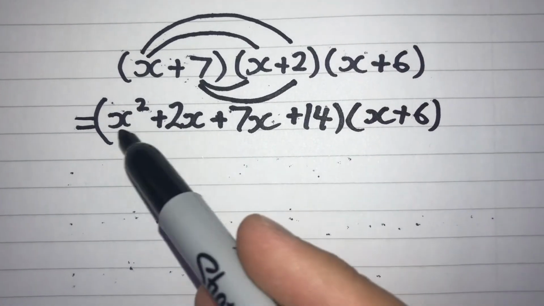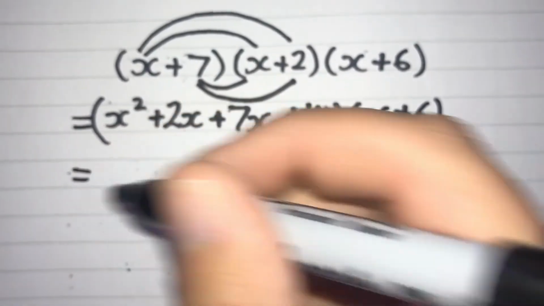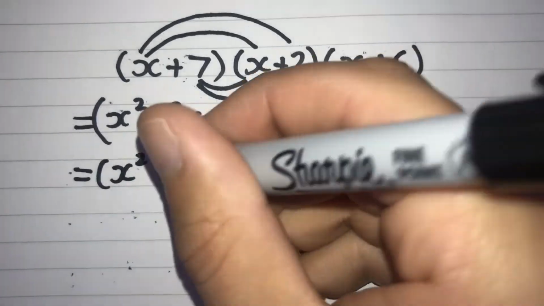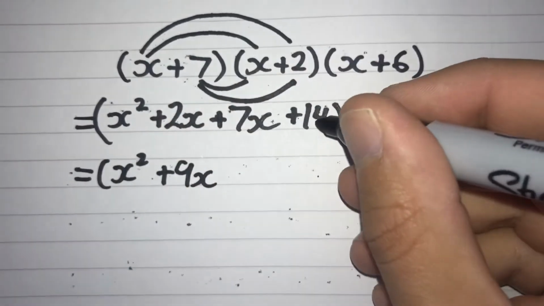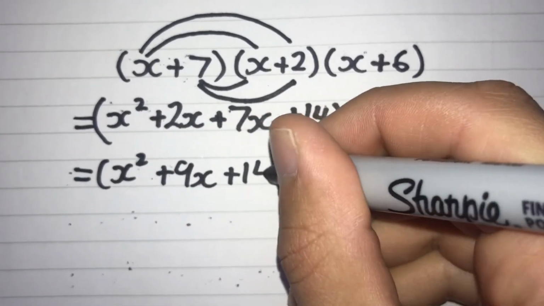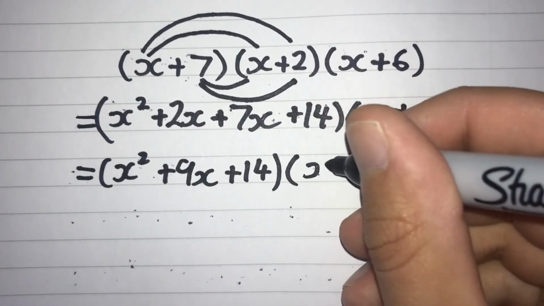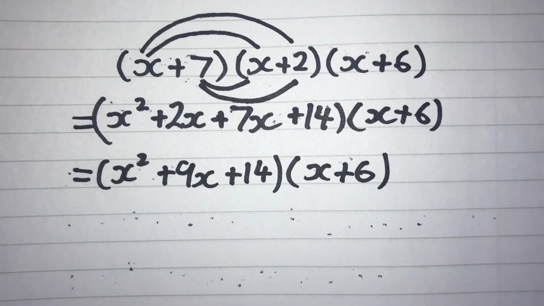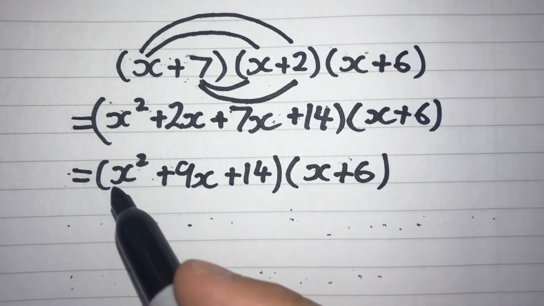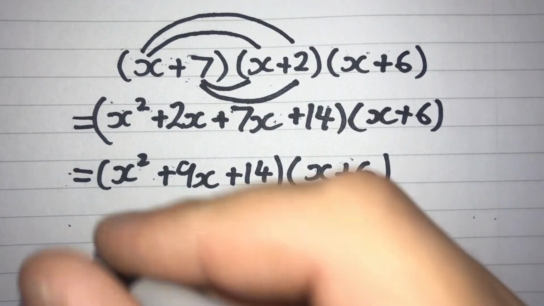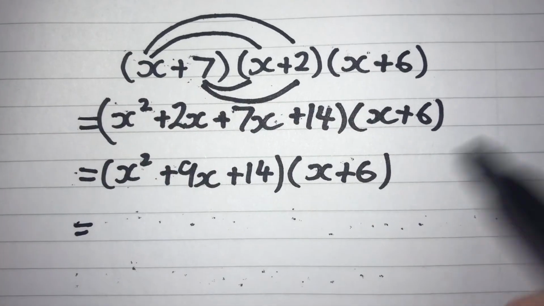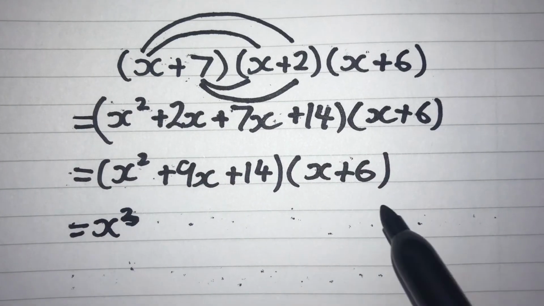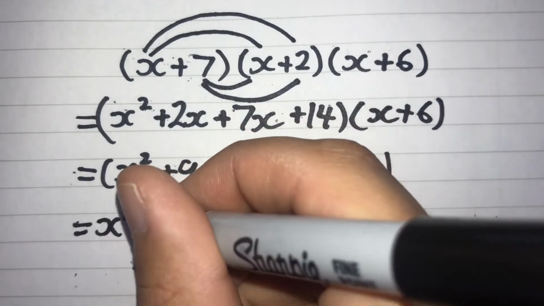Now, of course, we want to collect our like terms in this first bracket. So we've got these two x terms that we can add together. 2x add 7x gives us 9x. And there's plus 14. Of course, we've got the x squared out the front. And it's multiplied by x plus 6. Okay, now we want to expand these two brackets. So starting off with our x squared, we want to multiply it by everything in here. So x squared multiplied by x will give us x cubed. X squared multiplied by 6 will give us 6x squared.